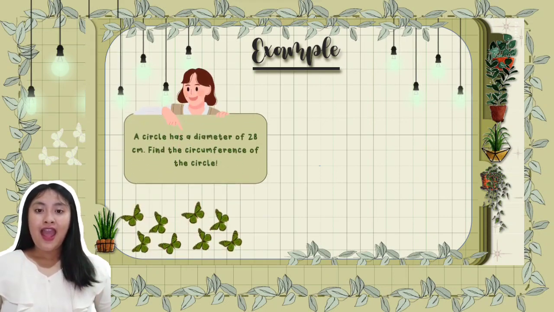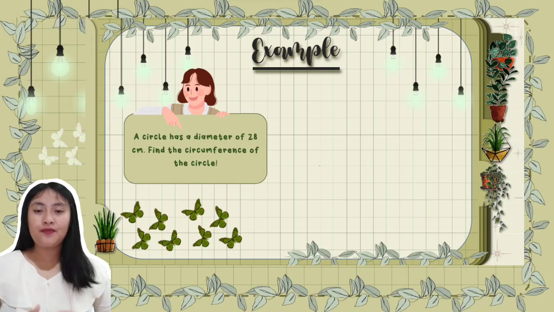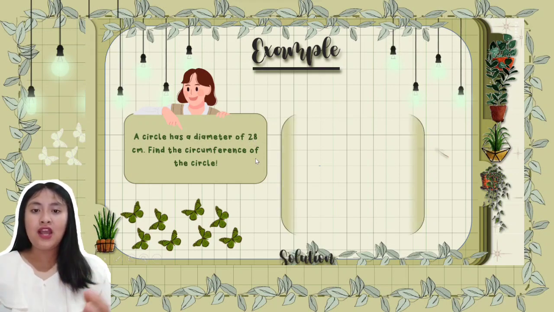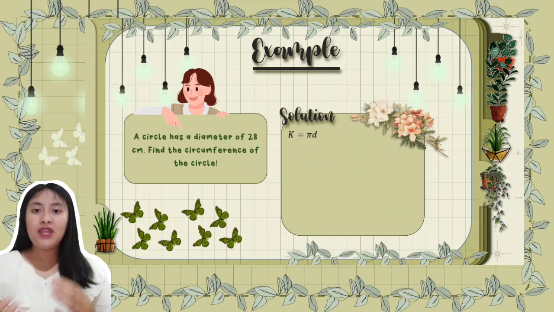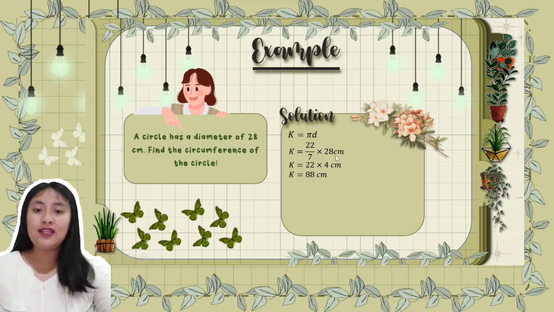A circle has a diameter of 28 cm. Find the circumference of the circle. From the question, we know that the diameter of the circle is 28. So, we can use the formula K equals pi times D, with pi equals 22/7. So, we can write K equals 22/7 times 28 cm.